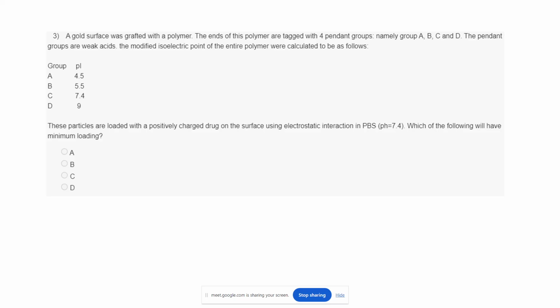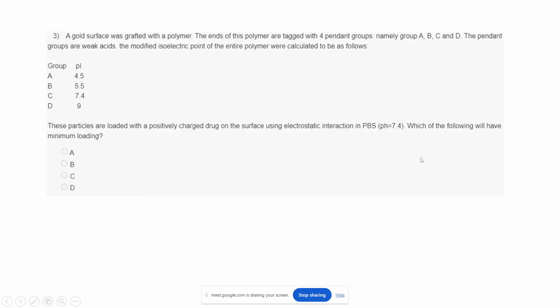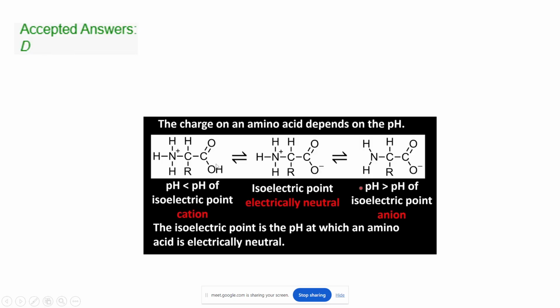Okay, the correct answer would be D. Yes, the first logic was correct. So we have isoelectric point at which the charge will be neutral, and if the pH is more than the pH of the isoelectric point, then it will have a negative charge. But if the pH is less than the isoelectric point, it will have a positive charge. So here our pH is 7.4 and this is less than pH 9. So it will have a positive charge.